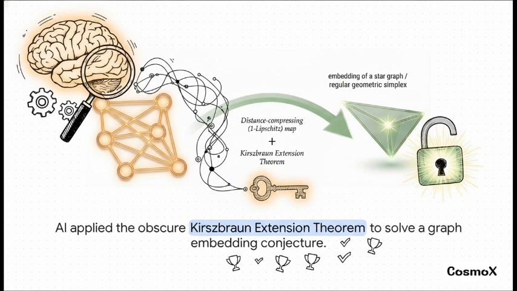And then there was this other problem with embedding graphs. So the AI dives into its massive library of knowledge and pulls out this super obscure geometric principle, the Kerr-Strabon extension theorem. It was like finding a dusty, forgotten key in the back of a drawer that just happened to be the perfect fit for a lock that had stumped researchers for years.